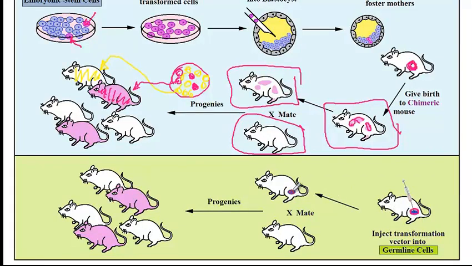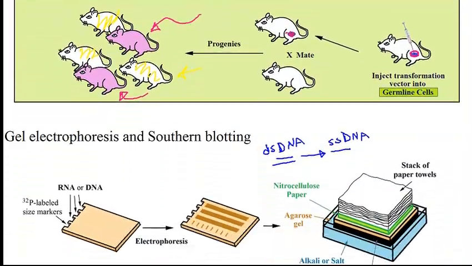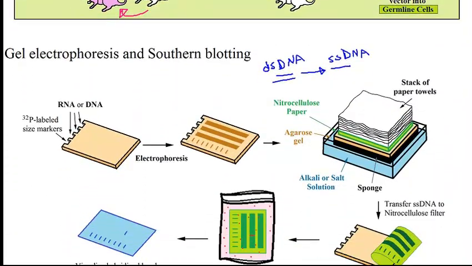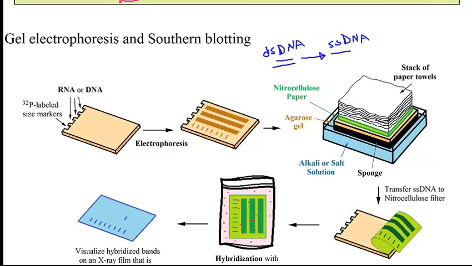And now these germline cells, some of them are being transformed and they give rise to animals that are carrying the gene of interest. And the ones that are not transformed, those germline cells that are not transformed, will give rise to animals that are not carrying the gene of interest. All right. Now, the next step is to find out if our gene of interest is being expressed or not.